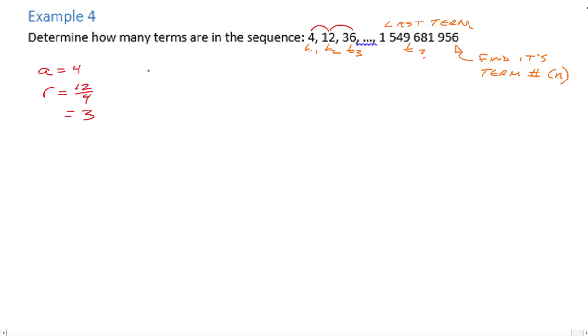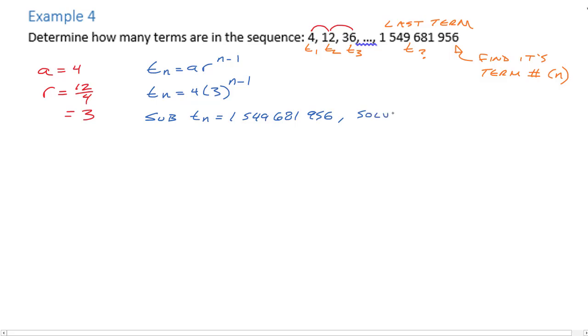All right, so let's sub that into our formula. Tn equals a r to the n minus 1. So Tn equals 4 times 3 to the power of n minus 1. And what we're going to do is substitute in the last term. So let's substitute the term for the last one, which is 1,549,681,956, and solve for n, and that'll give us our answer. That's it. So it's a pretty easy question. All right, so here we go.